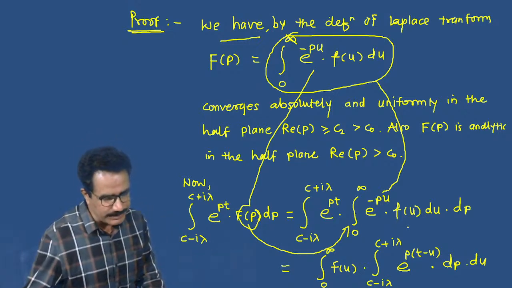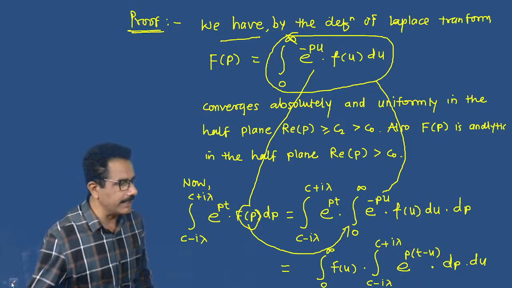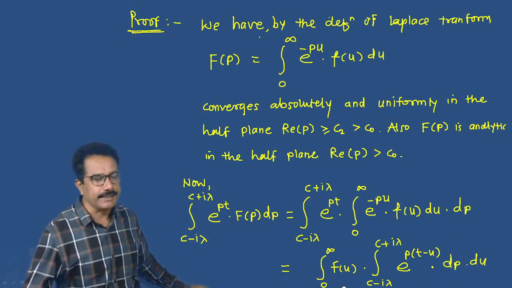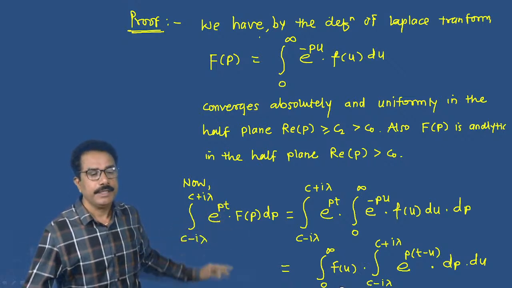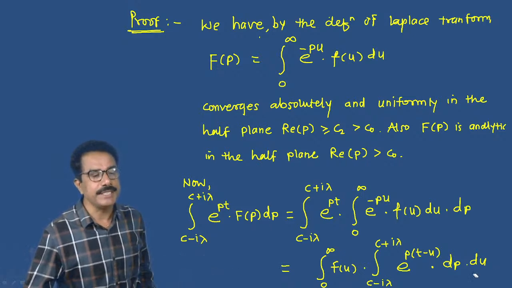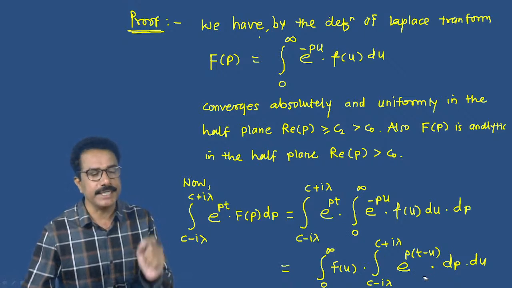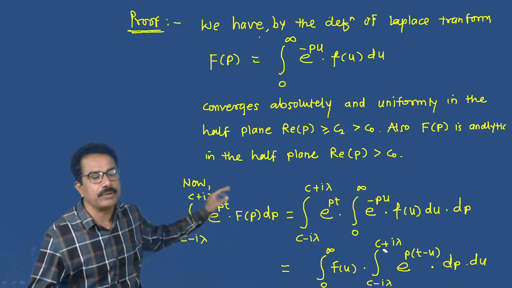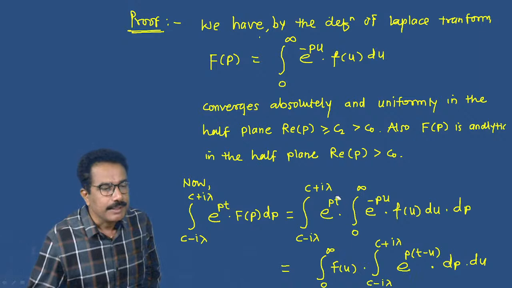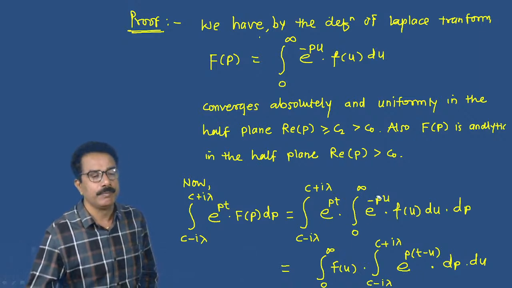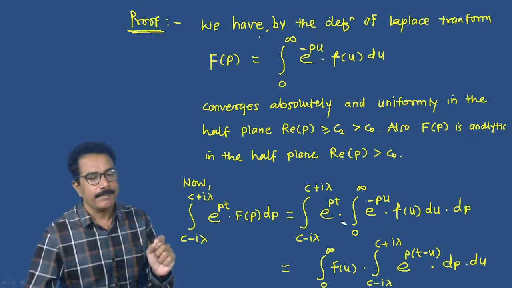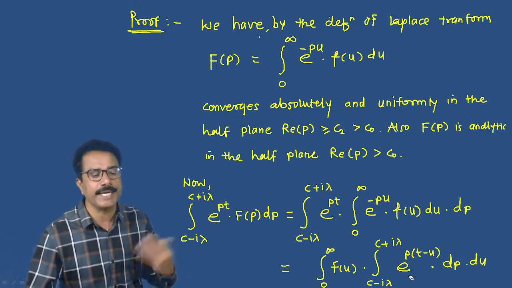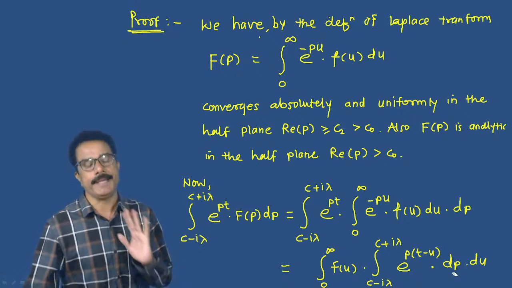So now by rearrangement of these integrals, keep the integral from 0 to infinity of f of u du as it is. Now we have to solve the inner integral in the form of p. So the integral from c minus i lambda to c plus i lambda of e raised to pt into e raised to minus pu. By the rule of indices, when the base is the same in a product, we add the exponents. So e raised to pt into e raised to minus pu we can write as e raised to p into t minus u dp. Do you understand this?